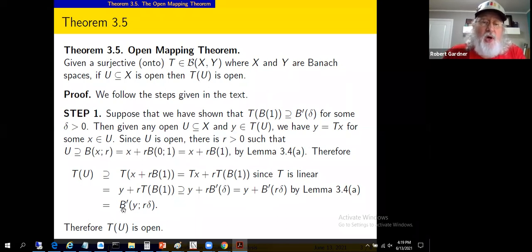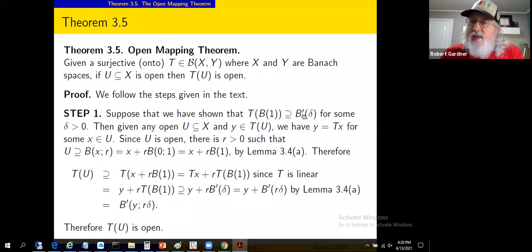And as I stated, this is a ball of center y and radius r delta. So T of U is open. Open means every point is an interior point. So what we did is we chose y, an element of T of U, an arbitrary point in T of U, and we found a ball centered at y of some radius that was a subset of T of U. In other words, arbitrary point y is an interior point of this set T of U. If all the points are interior points, then that's an open set. So there's the conclusion, T of U is open. But all of this done on the supposition that we can do this.